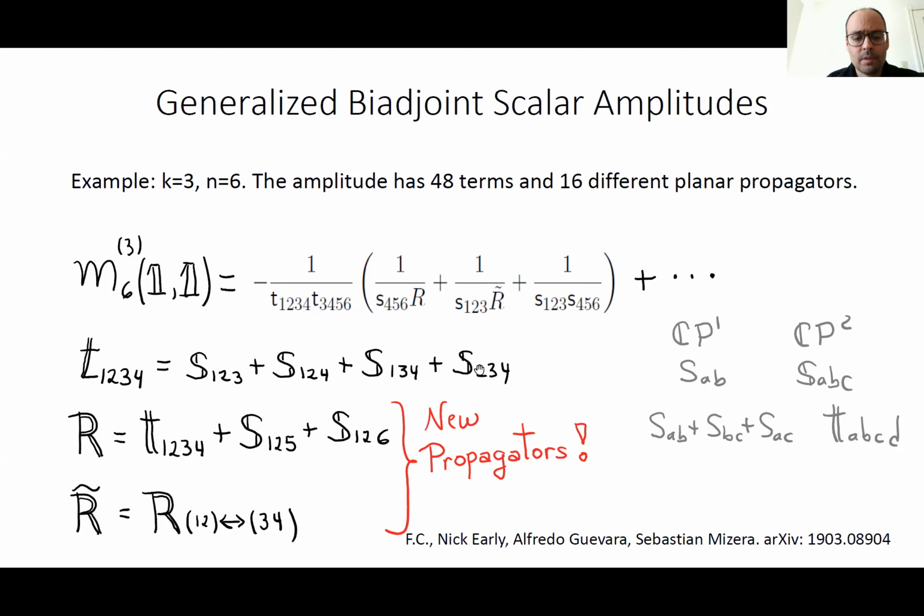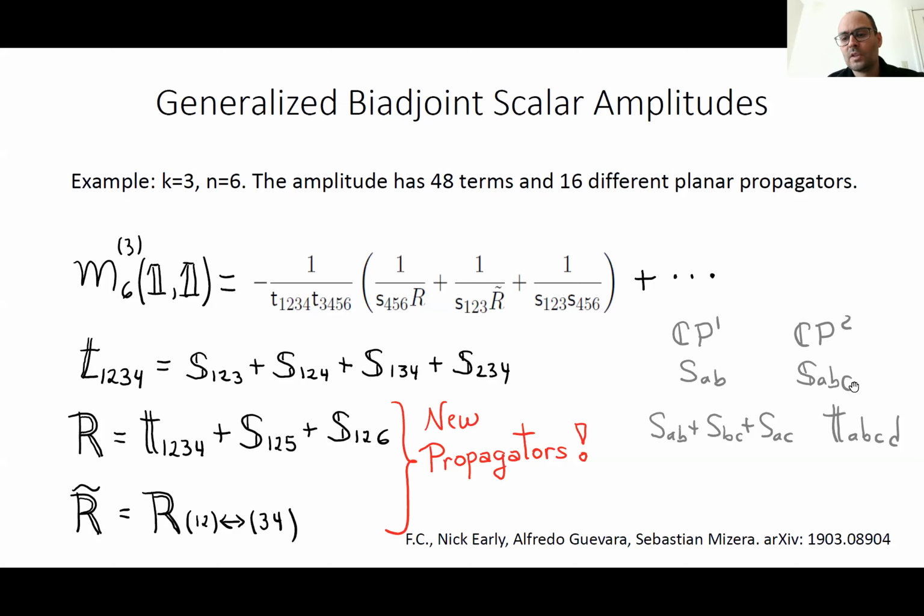Let me give you the first non-trivial example, which is the case on CP2, or k equals 3 and 6 points. Now you can evaluate the CHY integral and find that the answer is given in terms of 48 terms and contains 16 different planar propagators. So what are the propagators?